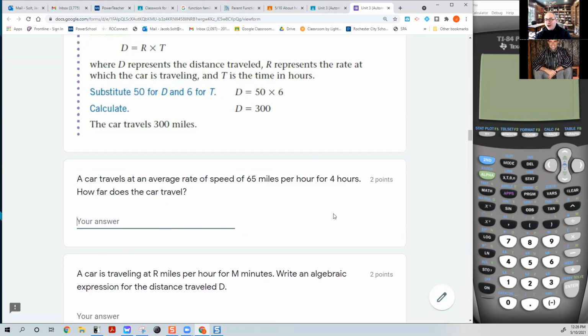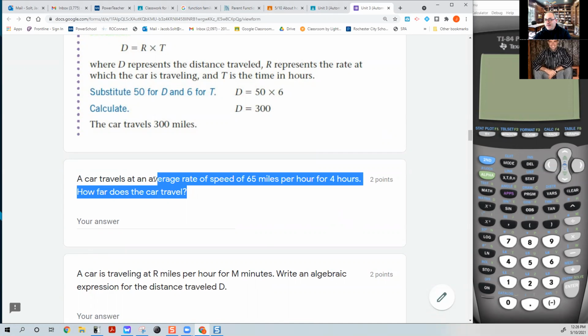Your turn. A car travels at an average of 65 miles an hour for 4 hours. How far does the car travel? If you're feeling brave, you can come on microphone. If you're not feeling so brave, you can let me know via chat. How far does the car travel?